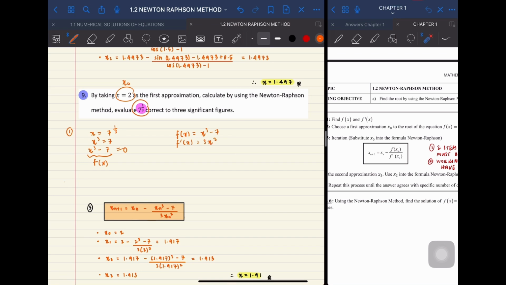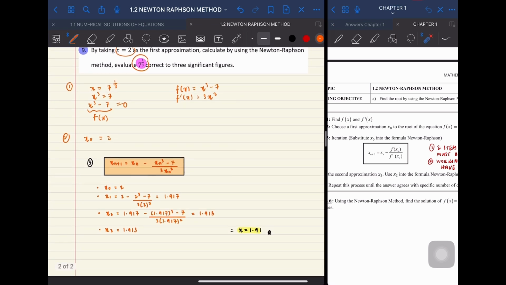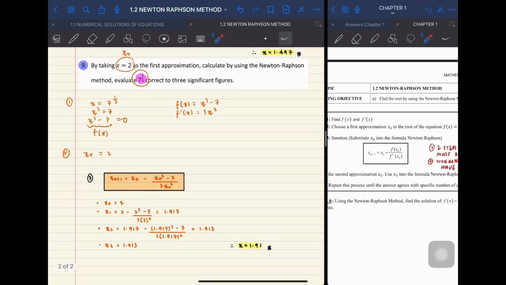Okay, second step, you already have the first approximation, which is 2. So you can proceed with the third step. Insert the value and then stop when you get the same value. For the final answer, make sure you round off to the required decimal places or significant figures. In this case, they want 3 significant figures, which is 1, 2, 3. So for the steps before, you need to have 4 significant figures.